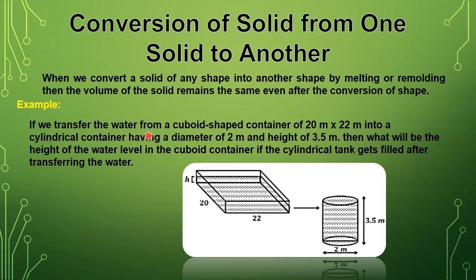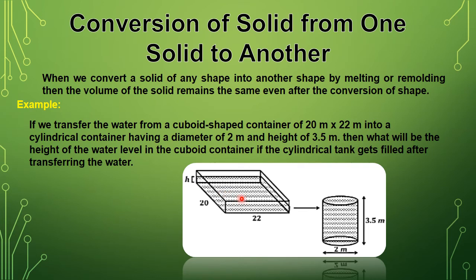If we transfer the water from a cuboidal shaped container, you can observe in this figure, whose length and breadth are given as 20 meter and 22 meter respectively, into a cylindrical container whose diameter is 2 meter and height is 3.5 meter. Means we just have to transfer the water from this cuboidal container to the cylindrical container. Then what will be the height of the water level in the cuboidal container? We have to calculate the height of the cuboidal container. Find if the cylindrical tank gets filled after transferring the water.